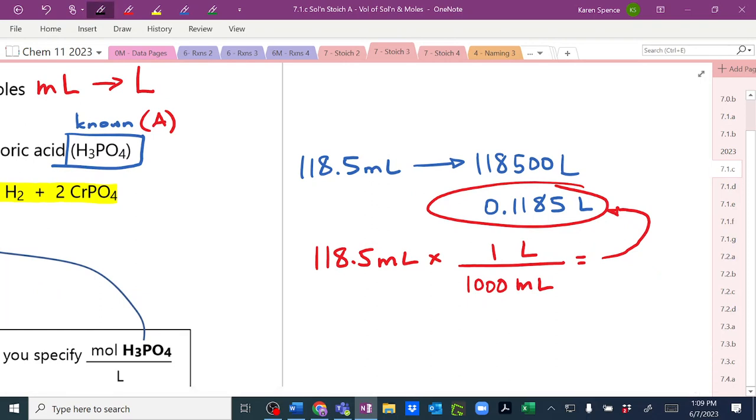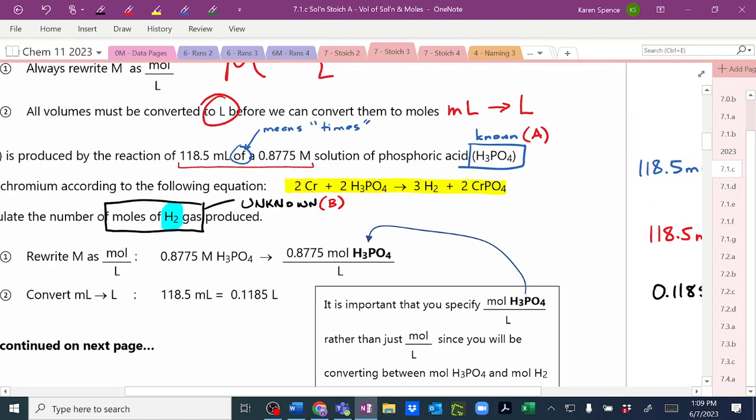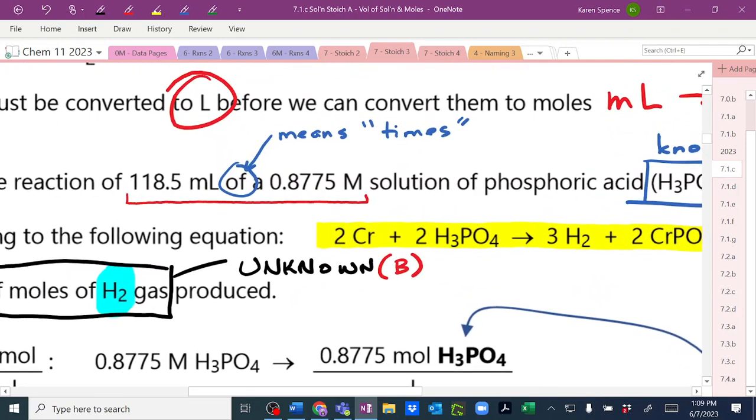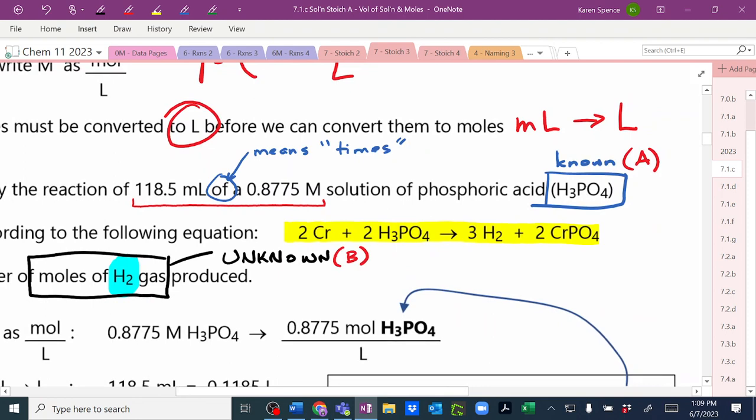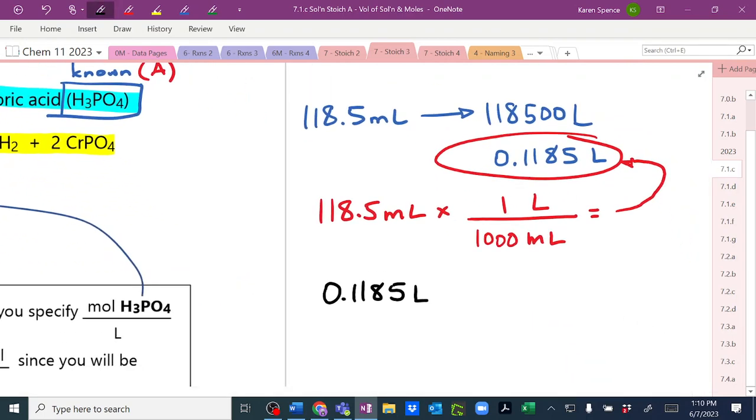But when you're doing stoichiometry, it's not really good enough to write 0.1185 liters. We should also be writing down what that is liters of. What is the substance? What substance is associated with 118.5 milliliters? That is the phosphoric acid, right? So we're going to write down that we have that many liters of H3PO4.